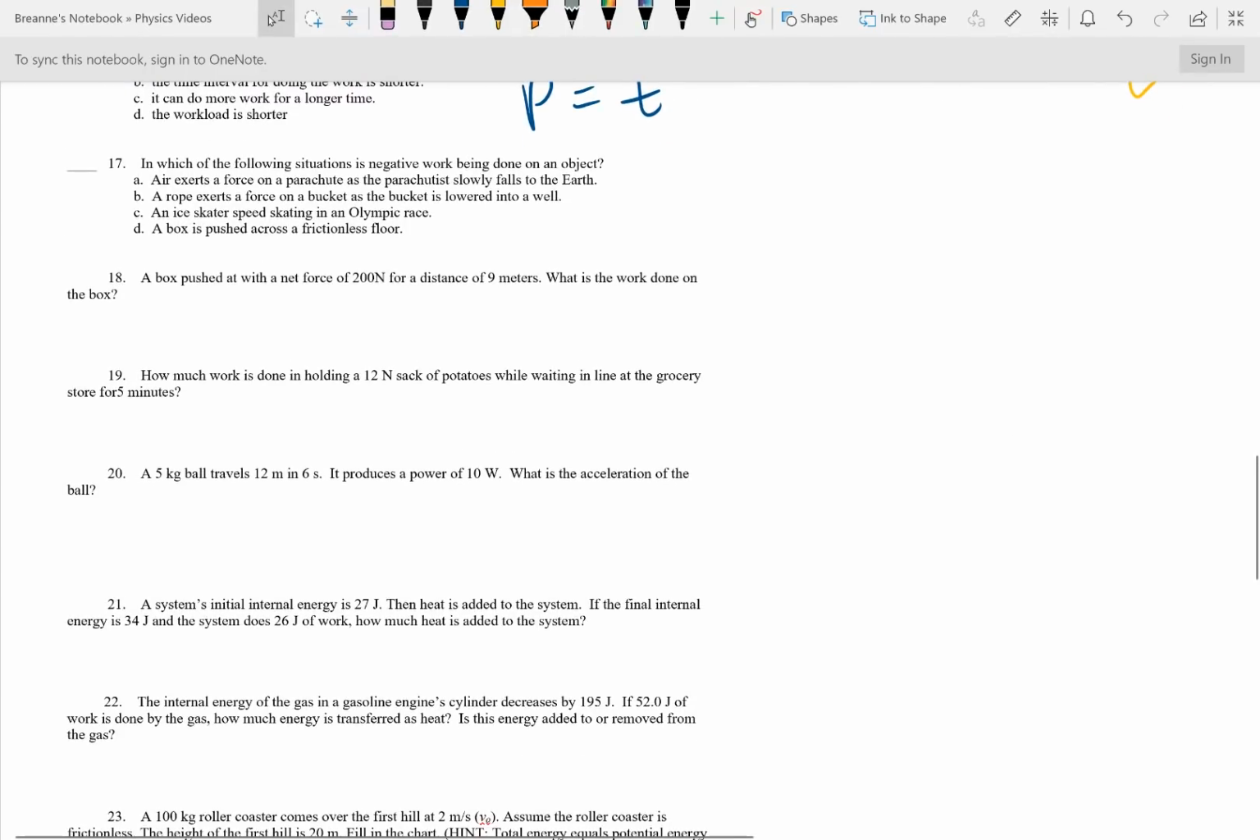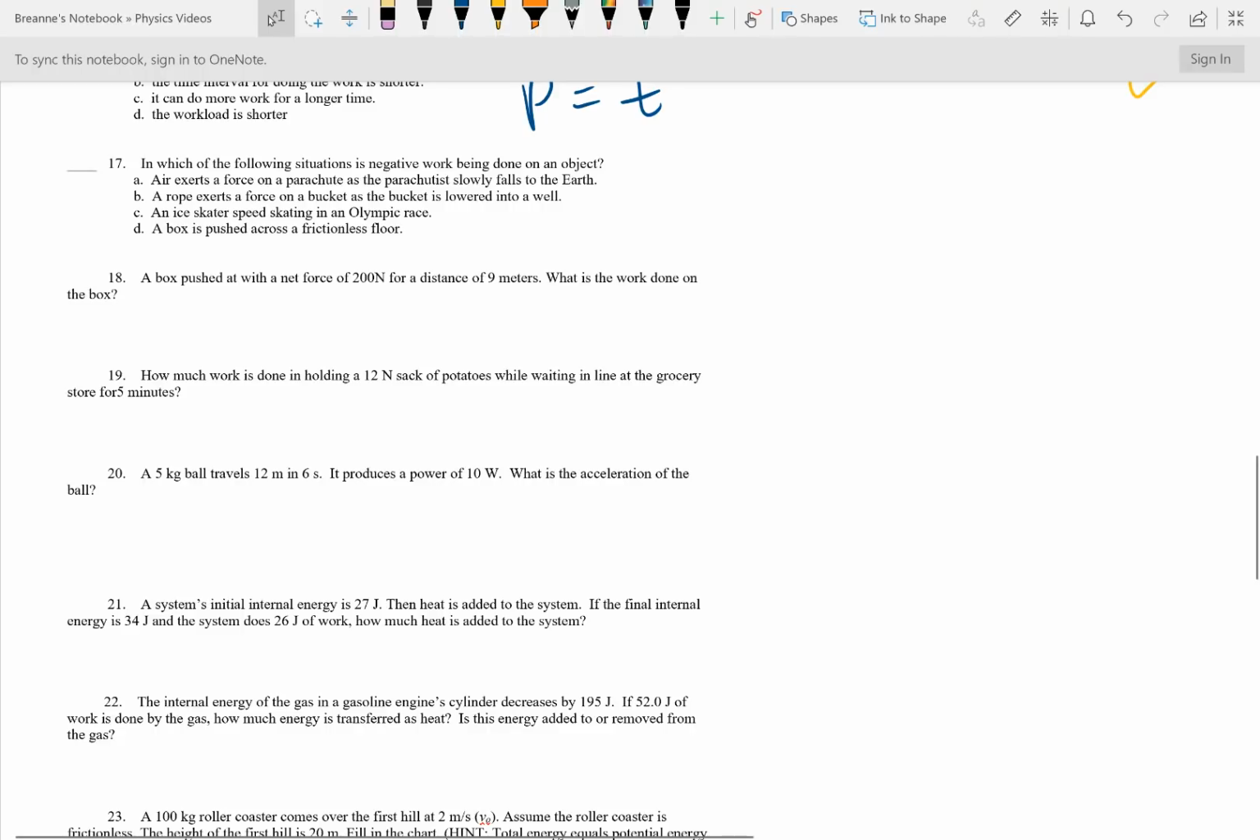In which of the following situations is negative work being done on an object? Negative work, that's when it's trying to slow down an object. So you can think about when you push a brake against a car, you're driving, you push the brake, the car starts slowing down, your brake is doing negative work on the car. So in these examples, we need to see what's trying to be slowed down.